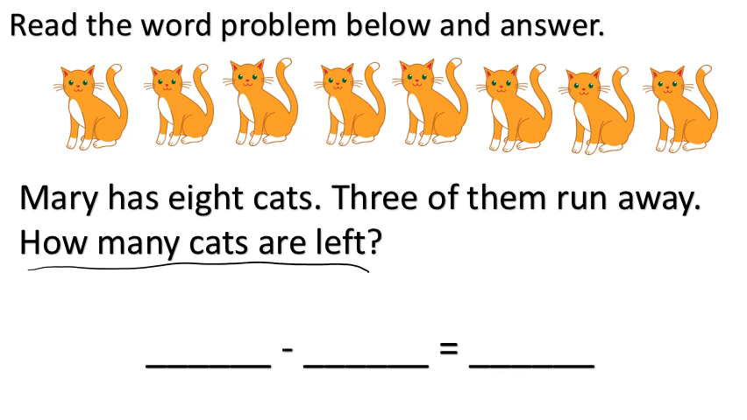Now I want to turn this word problem into a number equation. Who wants to do that for me? Ibrahim? 8 minus 3 equals 5. Okay, so let's just confirm that by crossing out 3 here. 1, 2, 3, 4, 5. Good job.